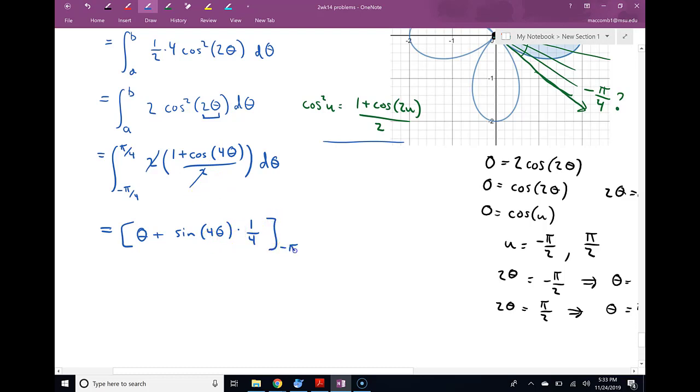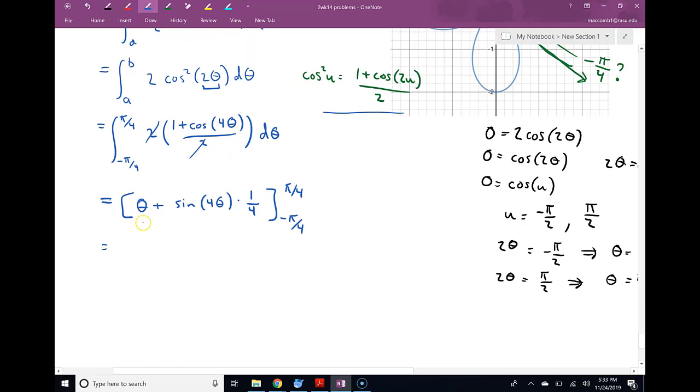Good. And so we have negative pi over 4 to pi over 4. When I plug these in for theta, I'm going to have pi over 4, and I'm going to subtract away negative pi over 4, so that's going to be plus pi over 4. And for 1/4 sine of 4 theta, my theta is pi over 4, so that's just sine of pi, which is 0, minus sine of negative pi, which is also 0. So this bit just goes away, and it looks like my final answer here is pi over 2 for the area of one of these rose petals.